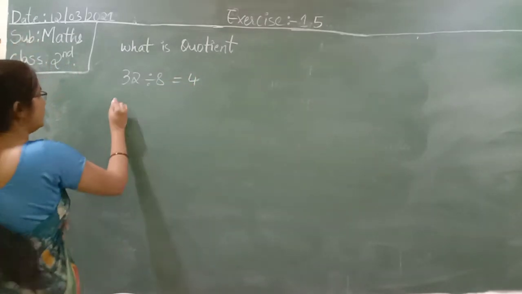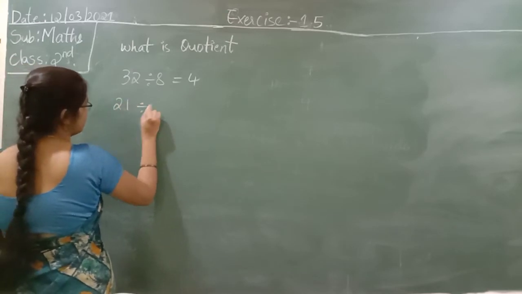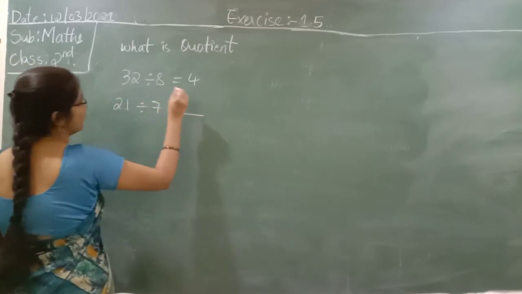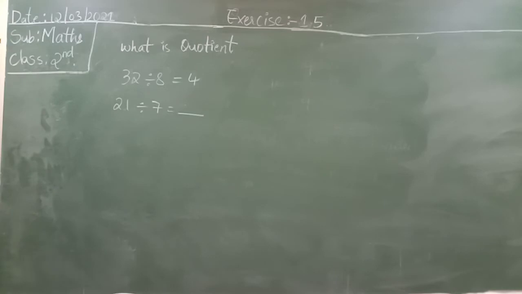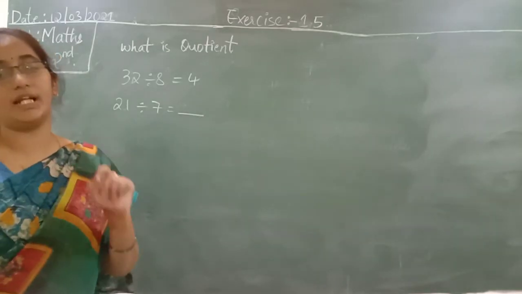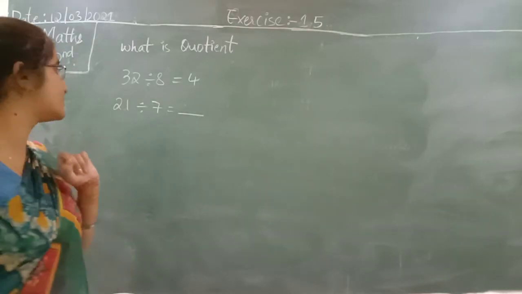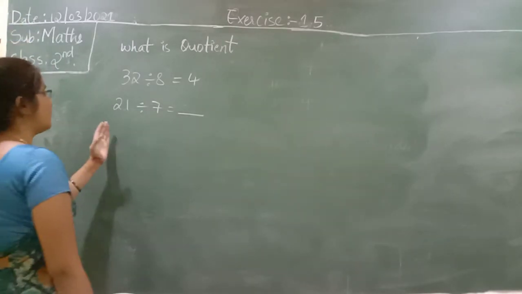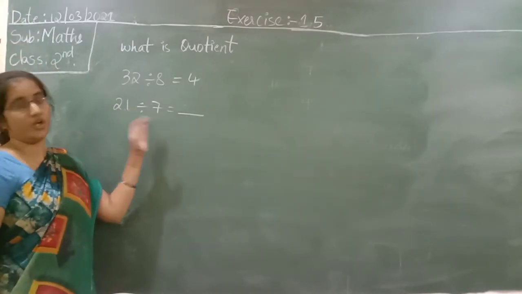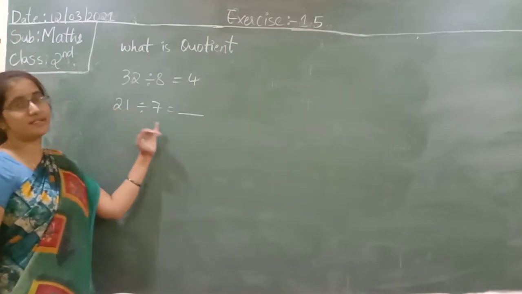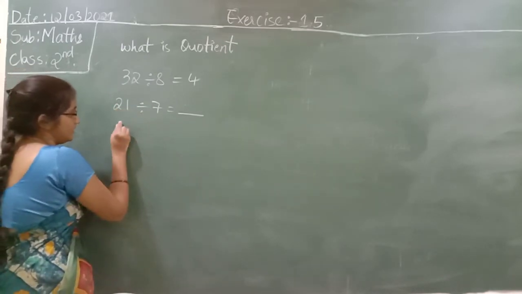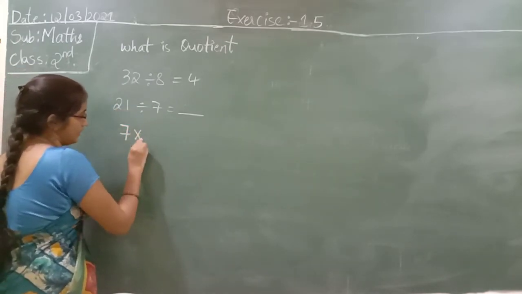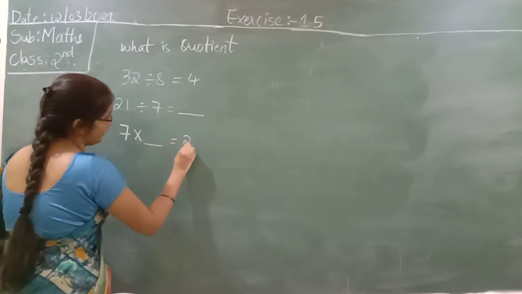Next one: 21 divided by 7 equal to what? They asked, what is the quotient here? They said in the question to use multiplication tables. 21 divided by 7. That is in the 7 table. 7 times what equals 21?